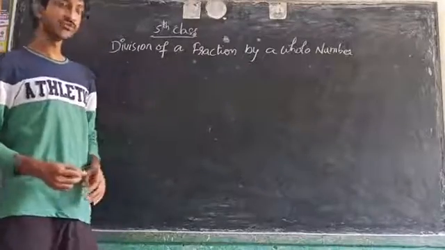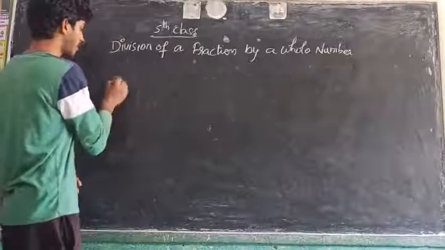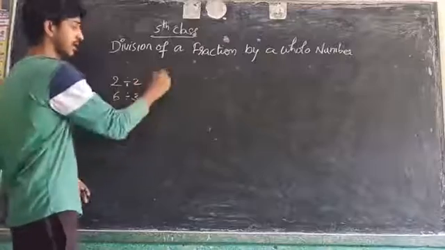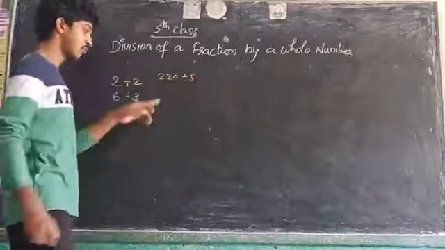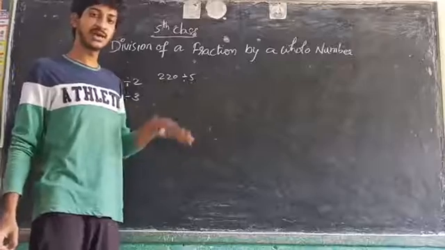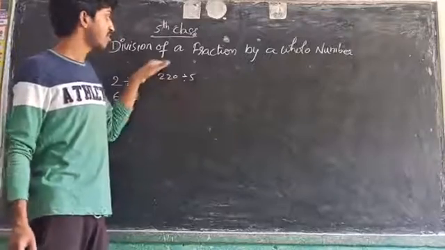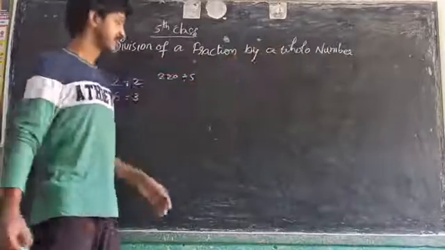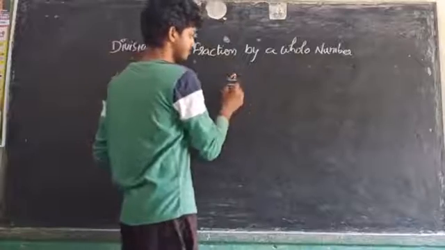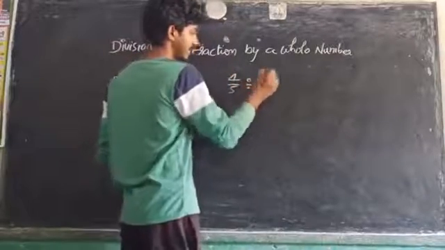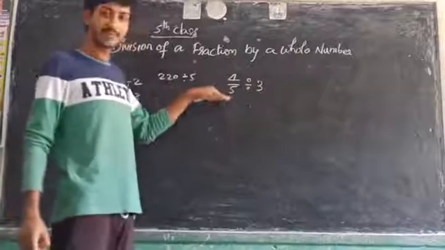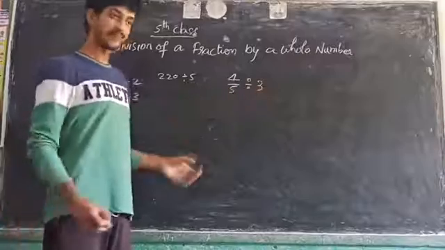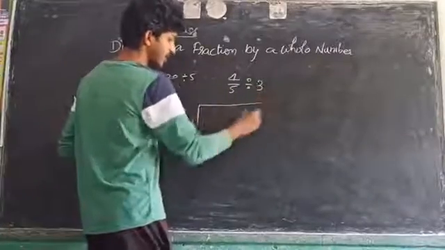Okay, children. Up to now, we saw divisions like whole number divided by whole number, 6 divided by 3, or 220 divided by 5. Now we will discuss the division of a fraction by a whole number. See, 4 by 5 divided by 3. I am taking an example. 4 by 5 is a fraction number, and 3 is a whole number. Okay, I am representing it on a figure.